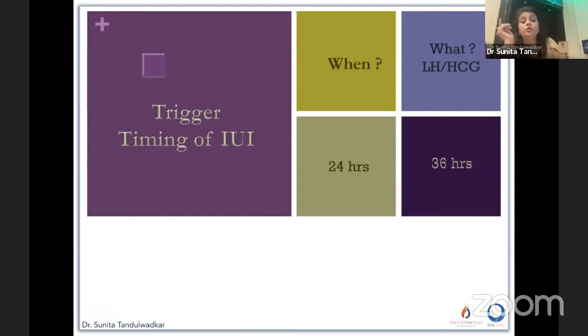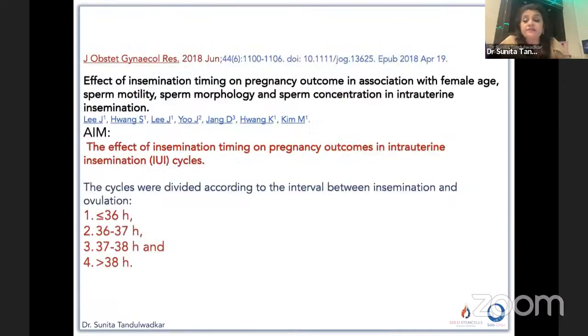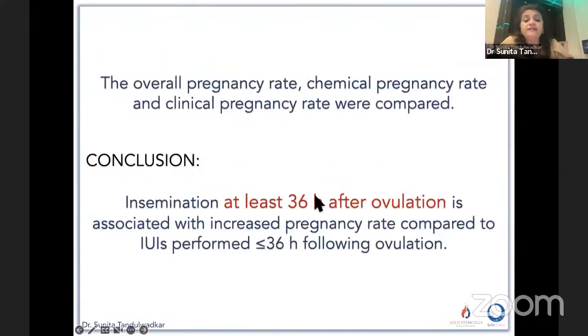I suppose the evidence tells us, there are beautiful studies where they have done IUI at an interval of less than 36 hours, 36 to 37 hours. And what they found was that at least 36 hours after ovulation, there are increased pregnancy chances. But when reading the publication and implementing it in your practice, you need to be very practical about a few things. And one of the things is, what is your timing of HCG trigger? And 36 hours, when it is falling.